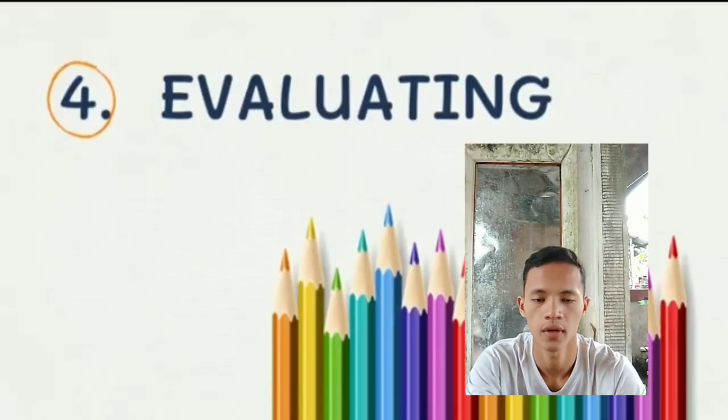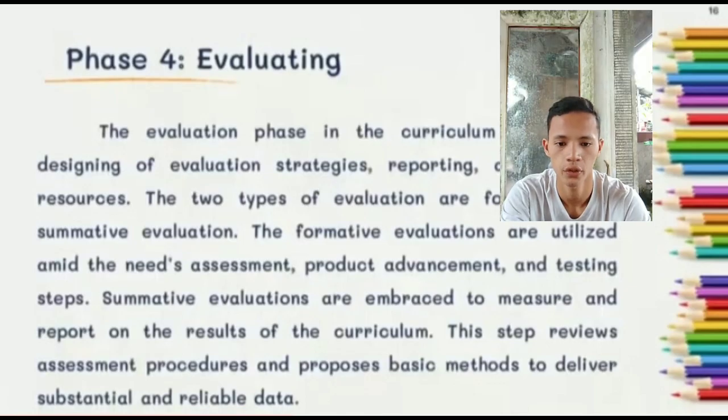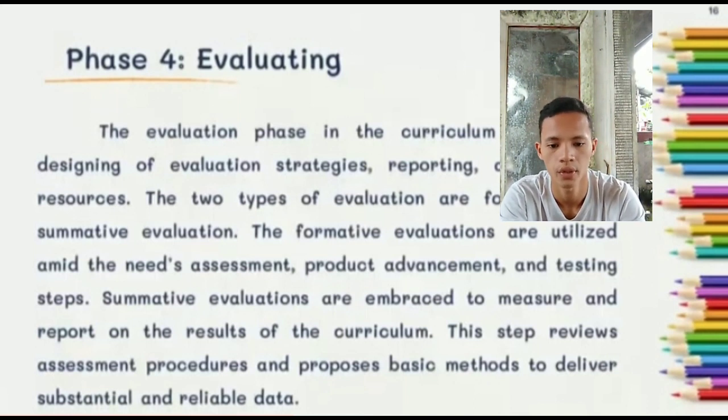The number 4 is evaluating. The evaluation phase in the curriculum covers designing the evaluation strategies, reporting, and securing resources. The two types of evaluation are formative and summative evaluation. Formative evaluations are utilized amid the needs assessment, product advancement, and testing steps. Summative evaluations are embraced to measure and report on the result of the curriculum.